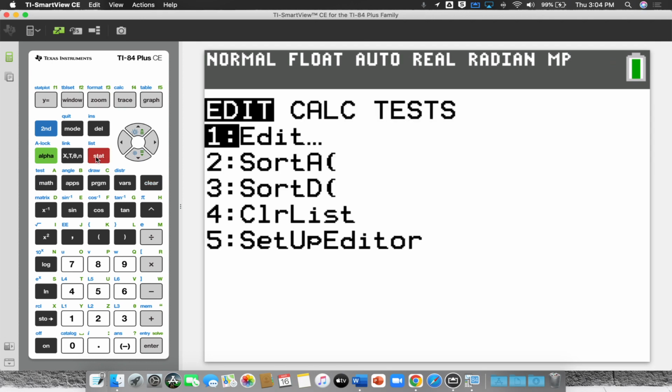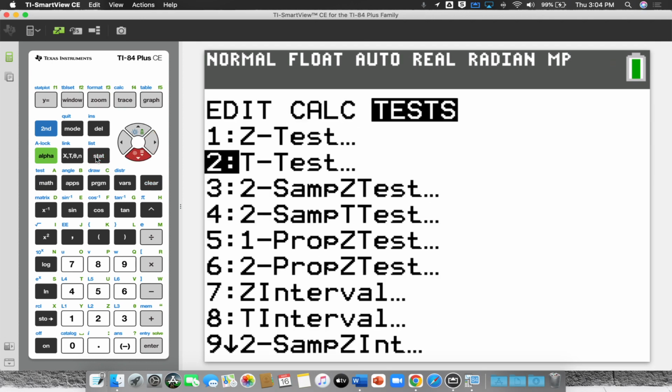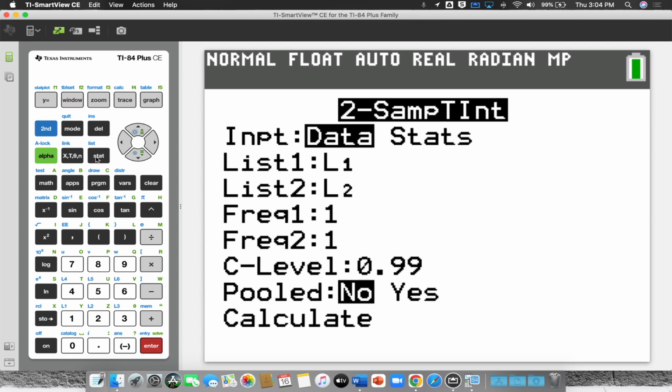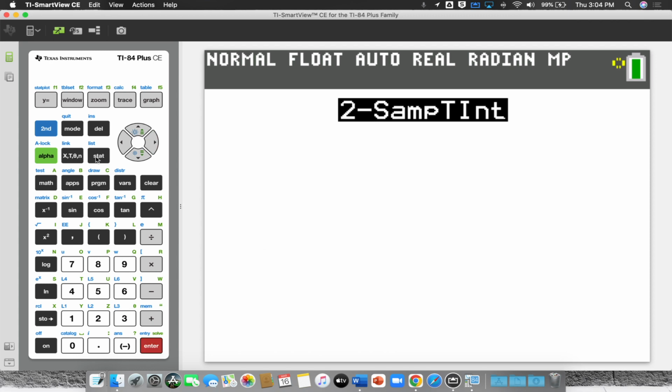So we go stat, down to interval. We're doing a T interval, and we want 2. The only one that has 2, T, and interval is number 0 after 9. That's the only one that has all 3 of those, so that's the one we're going to use. Again, it asks us, do you have the data in L1 or L2? No, we don't. So we're going to go stats.